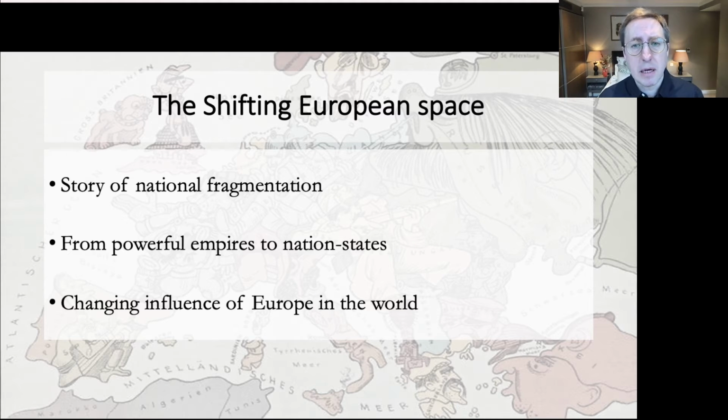That's a more familiar theme when we talk about the Cold War. It's a story of transition from powerful empires to different kinds of nation states. And it's also a story about the changing influence of Europe in the world, and it's become very evident when we talk about decolonization and the emergence of the European Union.